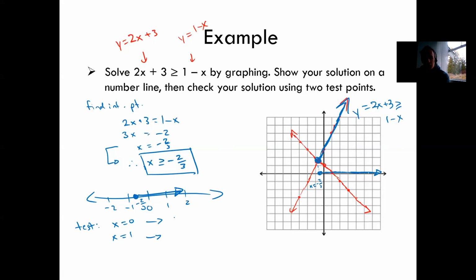Is it true that 2 times x plus 3 is greater than or equal to 1 minus x? Well, this term is gone, and that one is gone. Is it true that 3 is greater than or equal to 1? You bet. Same thing when x is 1. Is this still a true statement? That's 2 plus 3. Is that greater than or equal to 0? Yeah, that's true as well. So it does check out. We used a couple of test points and checked it.